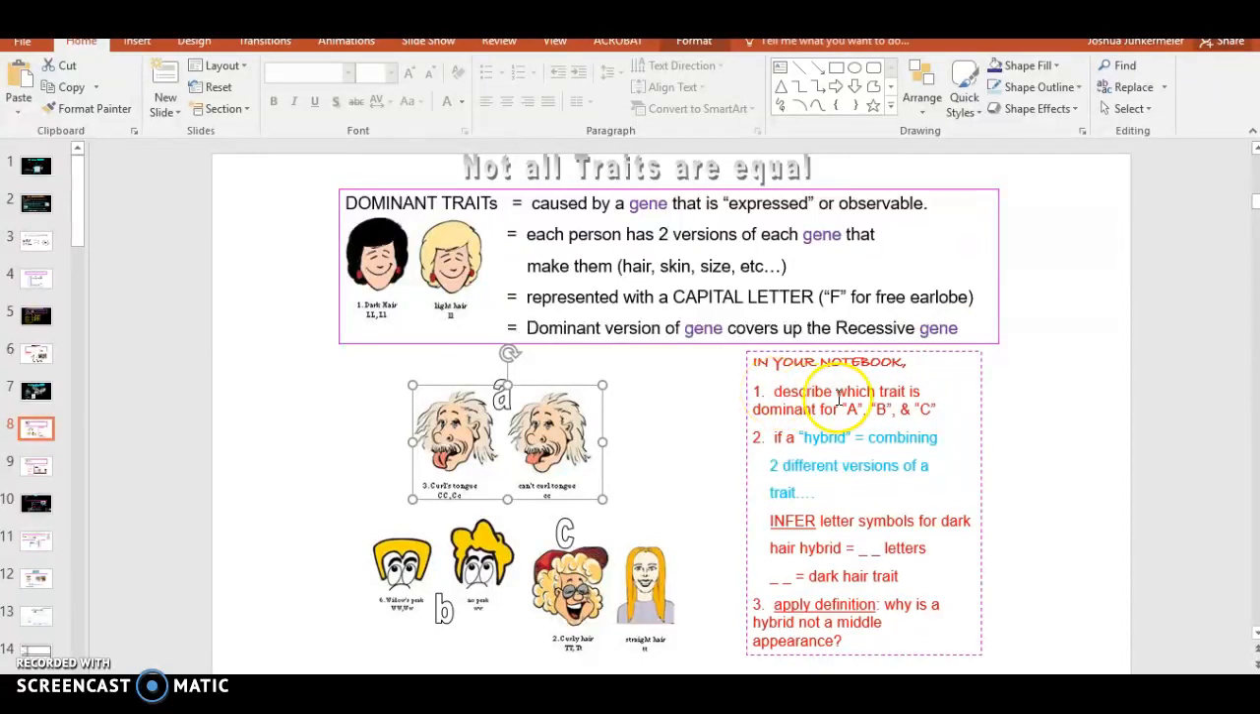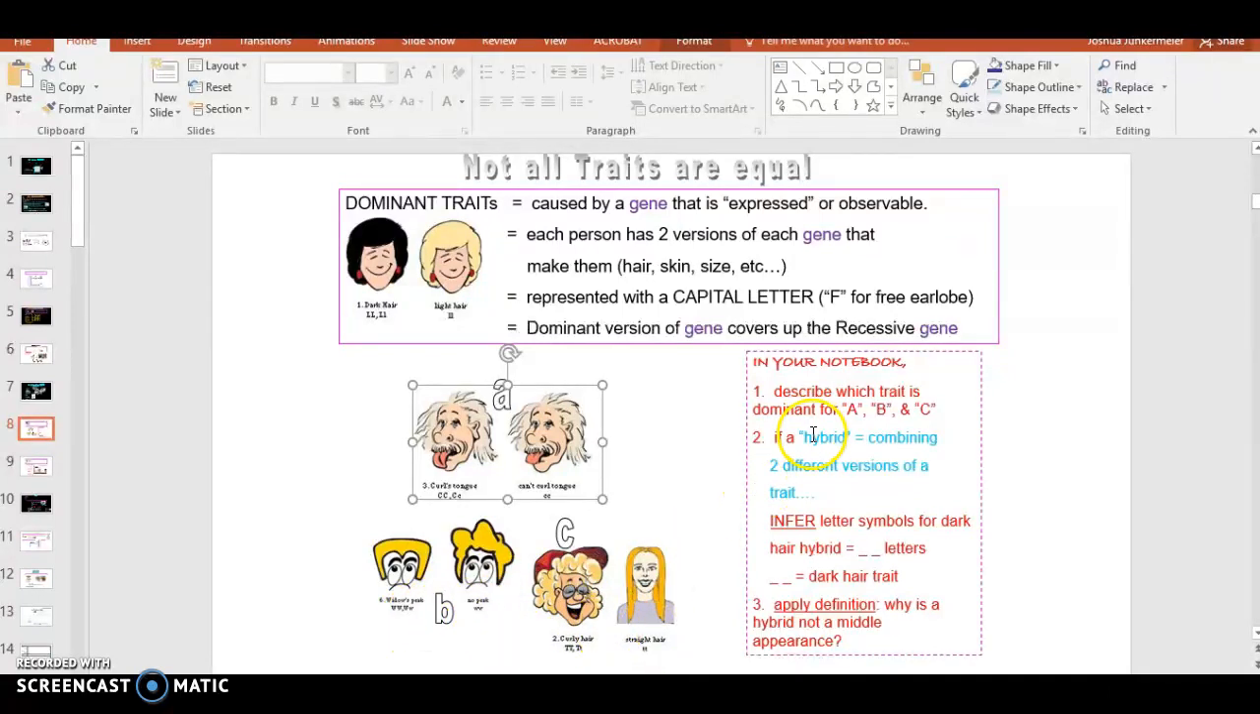First task here, it says describe which trait is dominant for A, B, and C. So you have example A, example B, and example C. So which trait, and that's what the gene controls for, is dominant. So is Curl's tongue dominant or can't curl tongue? Well, if you look at the letters here, it tells you what's dominant. So you'd write A equals Curl's tongue is dominant. Example B and C, do it on your own. Examine the 2 traits, figure out which one has the capital letters. The one with the capital letters is symbolizing which one is the dominant trait for B and C.